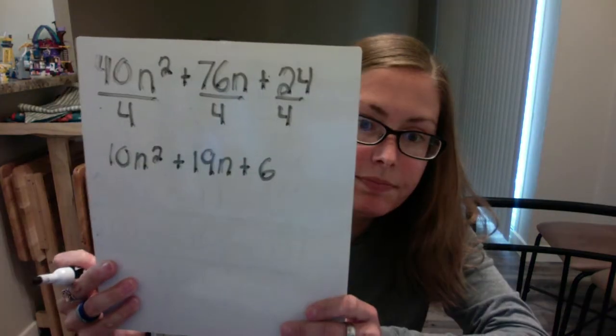So we end up with 10n squared plus 19n plus 6. Need to factor that. Don't forget the 4. Put in 2 parentheses. And we end up with 5n plus 2 and 2n plus 3.